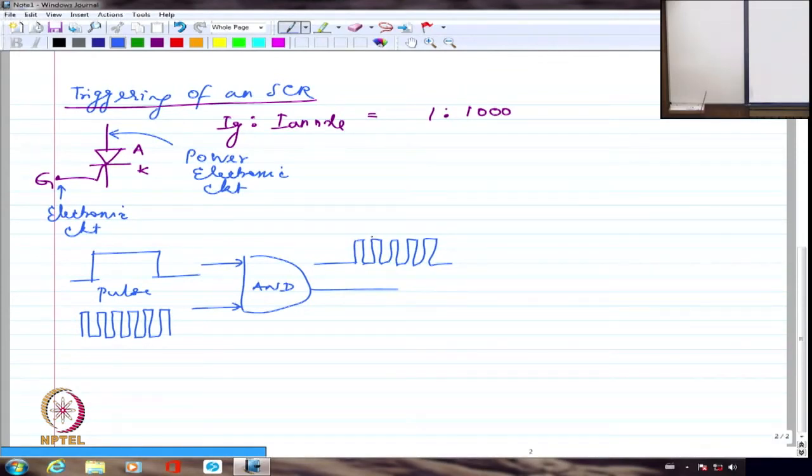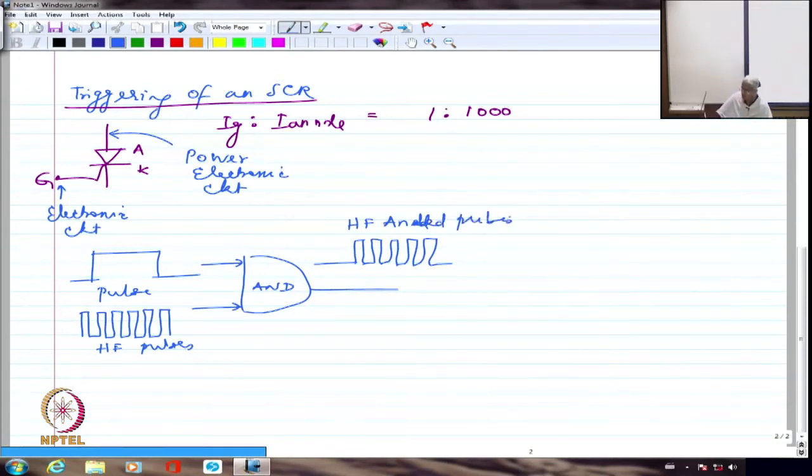So this now, if I can give it to a transformer, in all probability the transformer will not saturate, provided I give ample time here for defluxing. Whatever flux has been accumulated in the transformer winding should have sufficient time to get rid of that flux. So this is the HF pulses and this is the HF ANDed pulses.